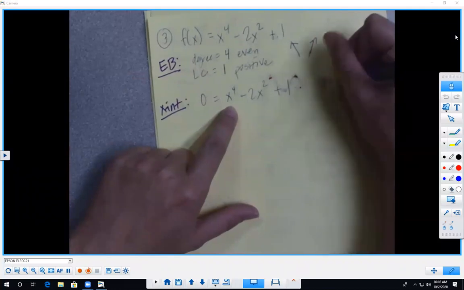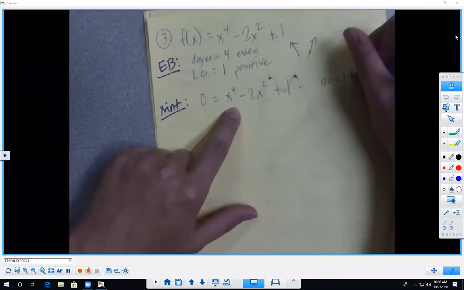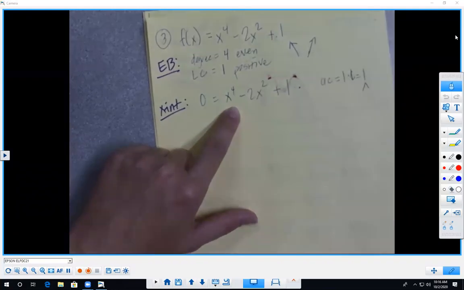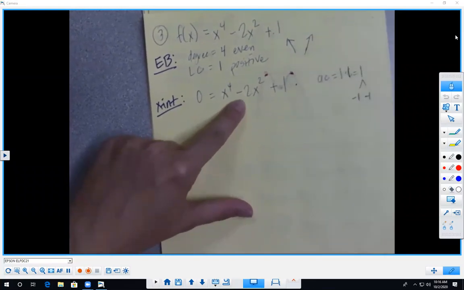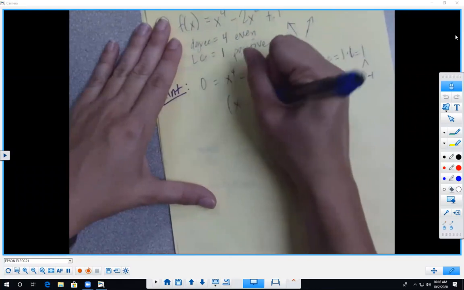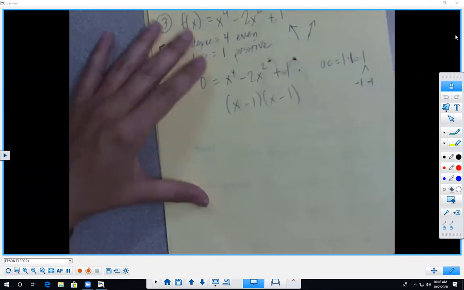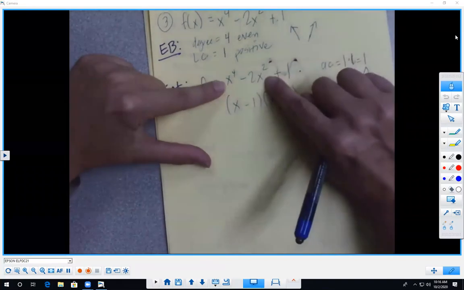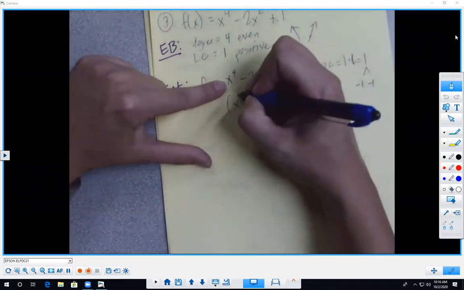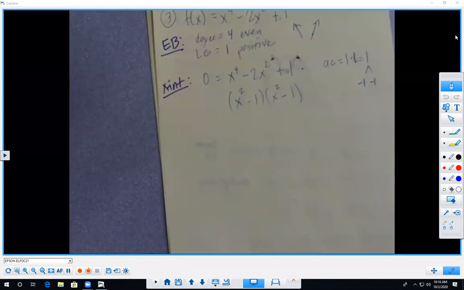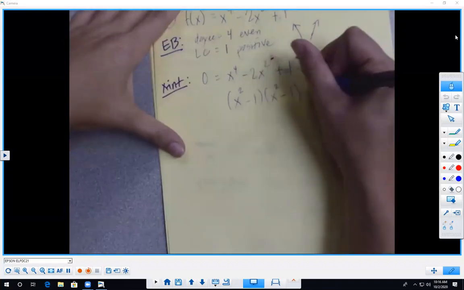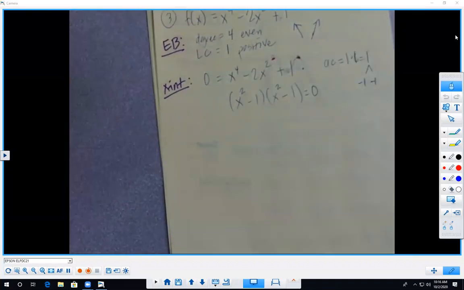AC method: a is 1, c is 1. So AC is 1. What things multiply to give me 1? Yeah, 1 and 1. In this case, it has to be -1, -1 to get -2. Right? And this is like a shortcut problem. So normally for the shortcut problems, I would just write x minus 1, x minus 1. I can't really do that here, right? Because how am I going to get x to the fourth and x squared? It needs to be x squared minus 1, x squared minus 1. That equals 0.